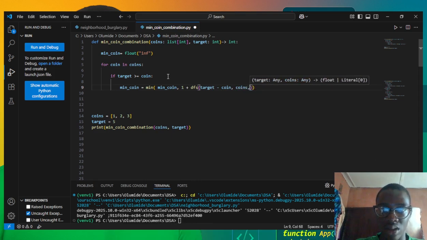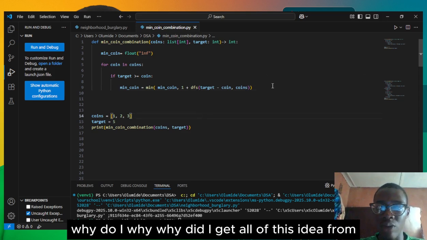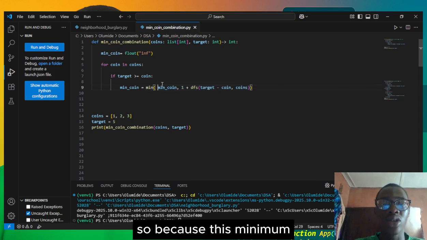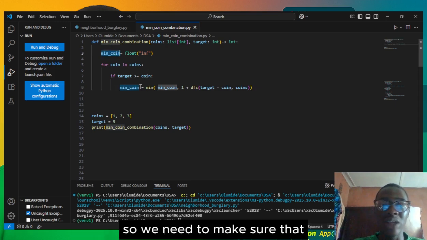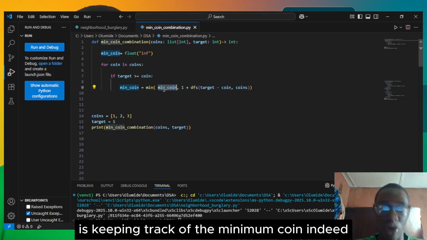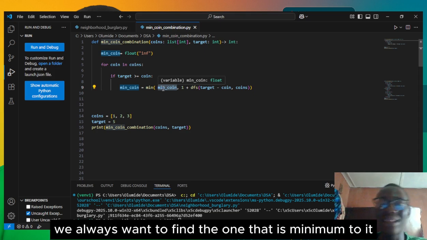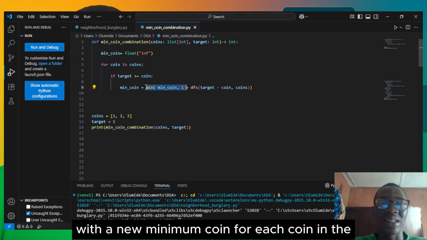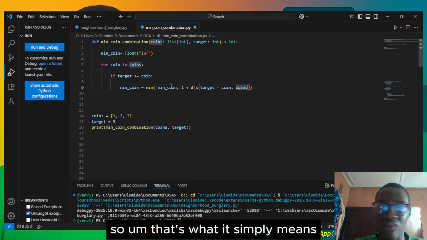Okay. So well, you might be like, where did I get all of this idea from? So it's also part of the logic that I explained. Because this minimum coin is what we are going to be returning, right? So we need to make sure that it's keeping track of the minimum coin indeed. So whenever we find a minimum coin, we always want to find the one that is minimum. So that's why I'm trying to compare the previous minimum coin with a new minimum coin for each coin in the coins variable, right? So that's what it simply means.